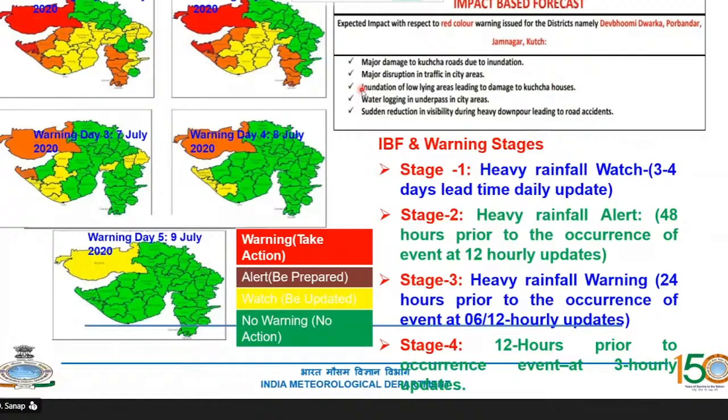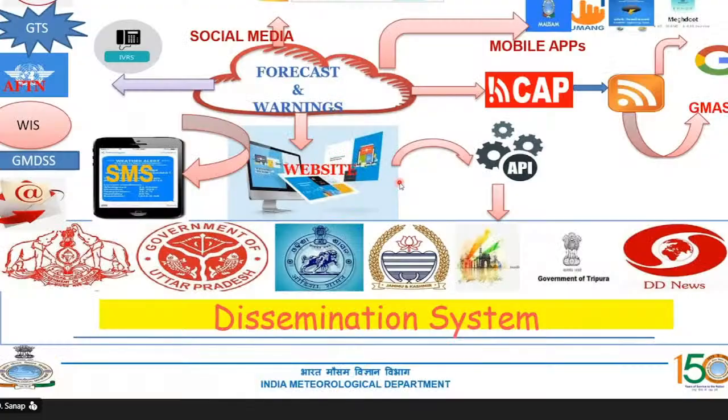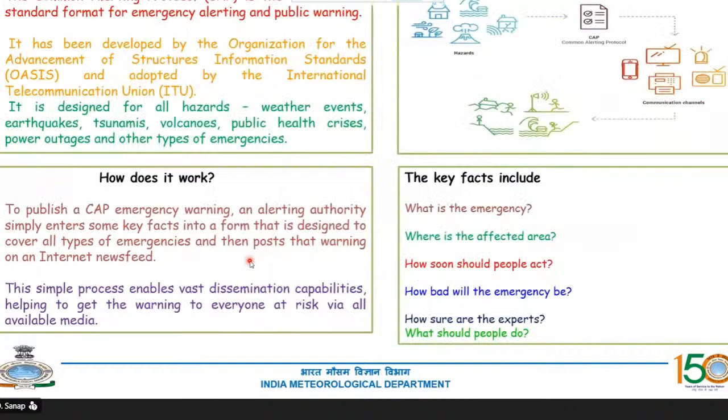So this is one example of the Gujarat flood in 2020. Some advisories were issued, and there are some stages of weather forecasting, and then how this information is being disseminated. So we have our website, then this information is being updated on our app as well as on our social media handles. Then this information is also disseminated using the Common Alerting Protocol. I will be talking about this, and in addition to that, through media and state government, and disaster management managers.